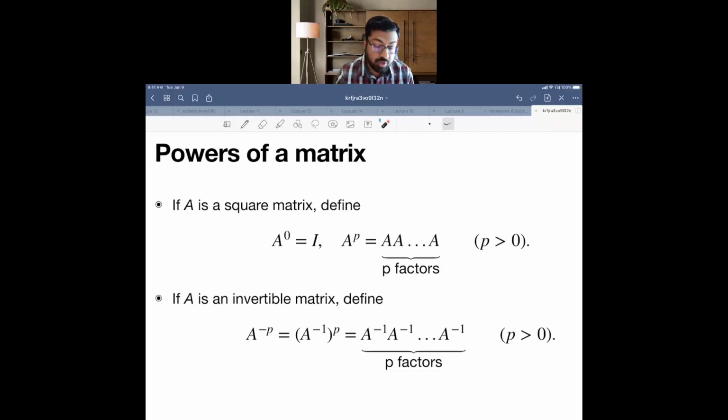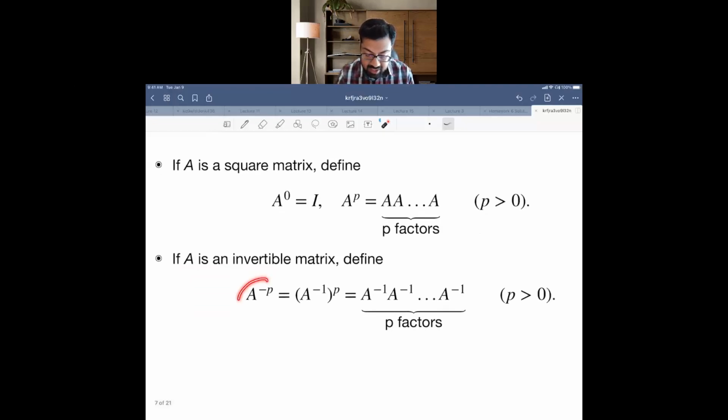What about -2, -3, -4, negative powers of a matrix? How do you deal with that? Well, if A is invertible, you can define A raised to negative P, where P is still greater than 0. So we are talking about a matrix A being raised to a negative power. That is going to equal A inverse raised to P, which means that you have P factors of A inverse, provided P is greater than 0. So this is how you deal with positive or negative powers to which a matrix could be raised. A raised to 0 will be an identity matrix.